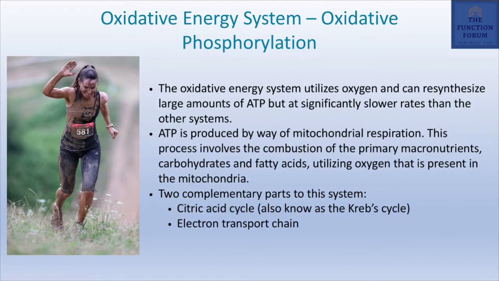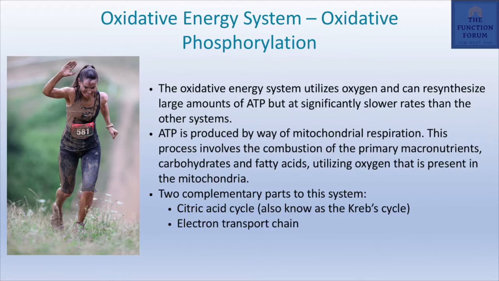So in the mitochondria, what actually happens is your body will utilize macronutrients such as carbohydrates and fatty acids primarily, and oxygen to break these molecules down, release energy, and then that energy is going to result in the resynthesis of ATP. There are two complementary parts to the system. They work hand in hand, and they are fairly complex molecular reactions, and that's why this system produces ATP at much slower rates.